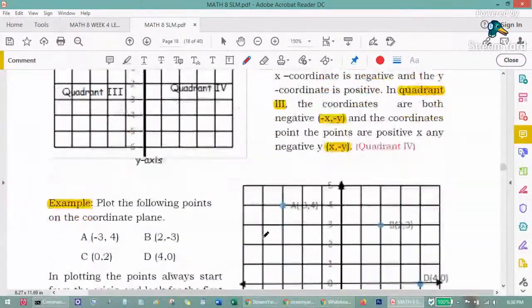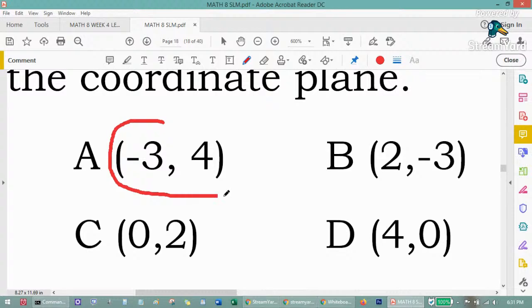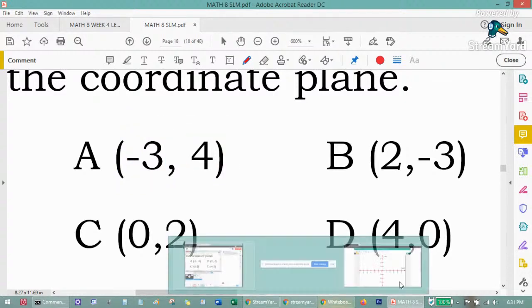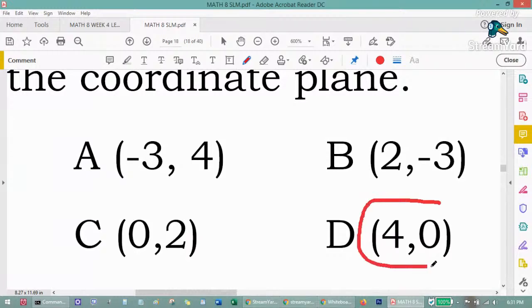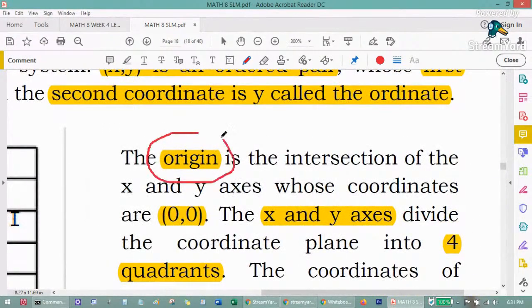So, ano bang example ng mga ordered pair? Okay, example, ordered pair. This is example of ordered pair. This is the x coordinate. This is the y coordinate. So, ganun din dito. This is an ordered pair. This is x coordinate. And this is y coordinate. So, meron tayong term dito, tawag is origin. The origin is the intersection of the x and the y axis, whose coordinate is 0, 0.